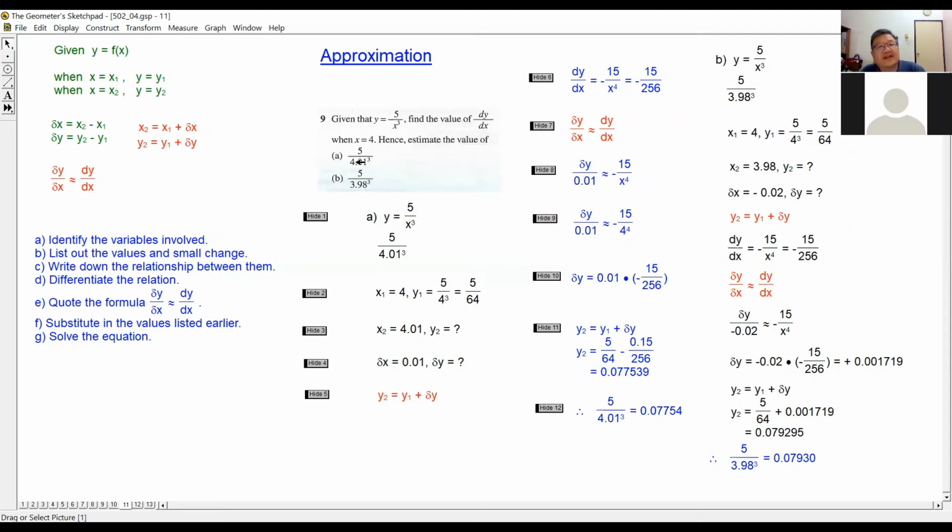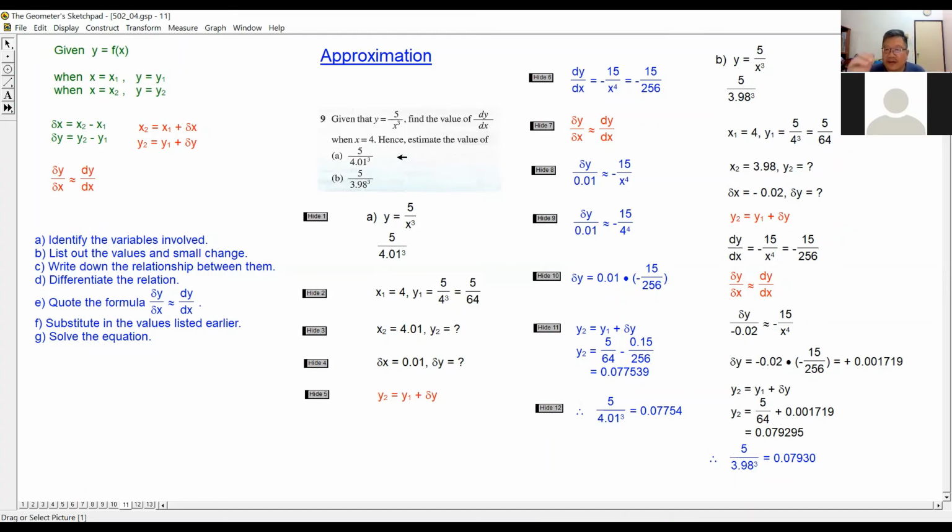Now this question is not a question of finding the small change. This question, they ask you to find the approximation of this value. This approximation of the value is actually the y2. So actually they ask you to find the y2. So very troublesome. If they ask you to find y2, you must find what is x1, y1, what is delta x, then only you can find y2.